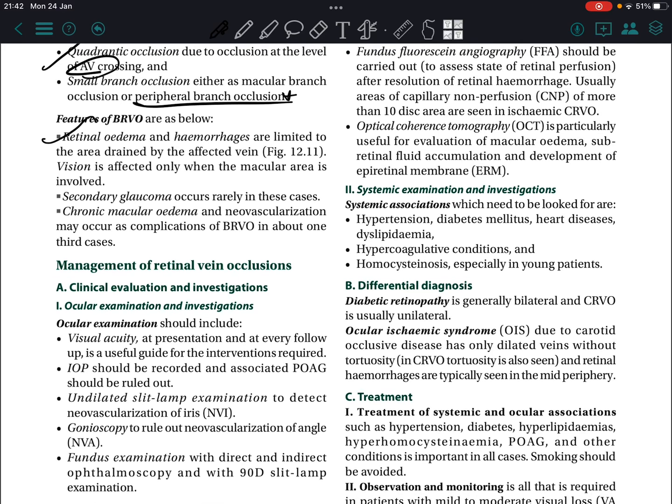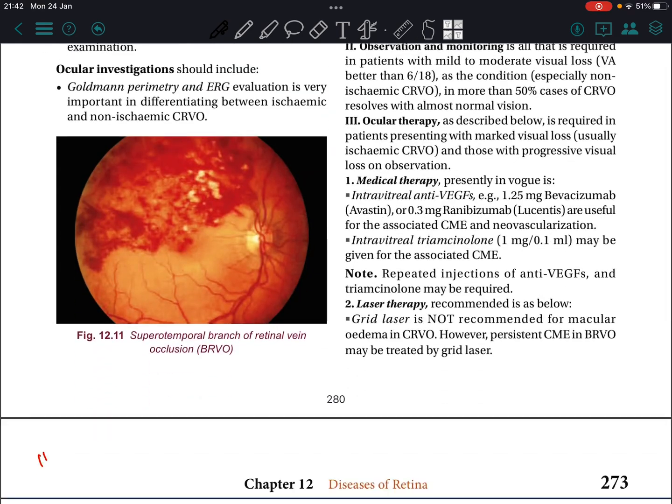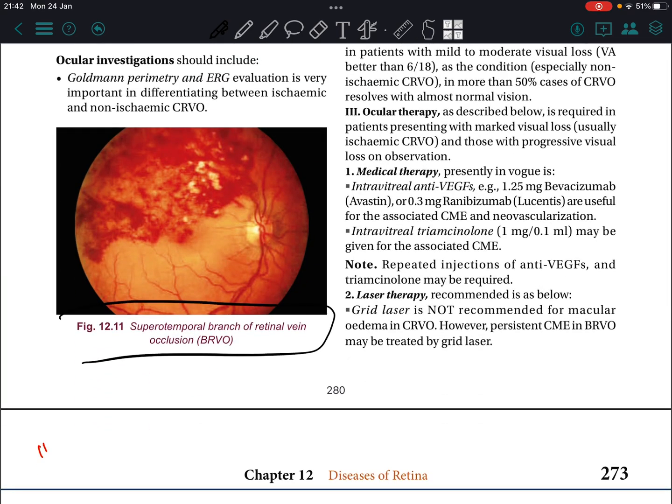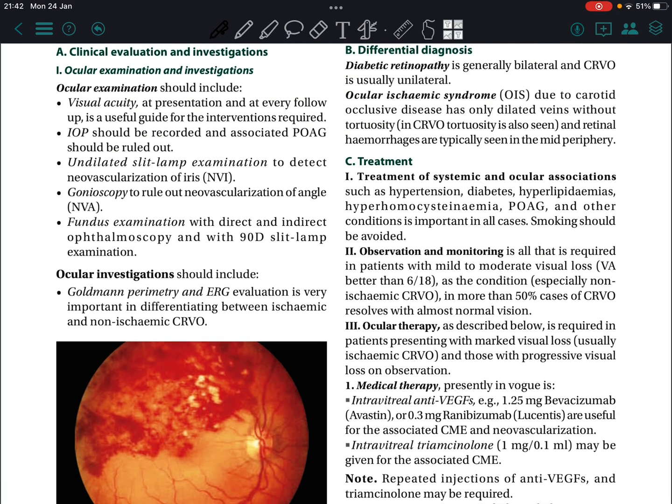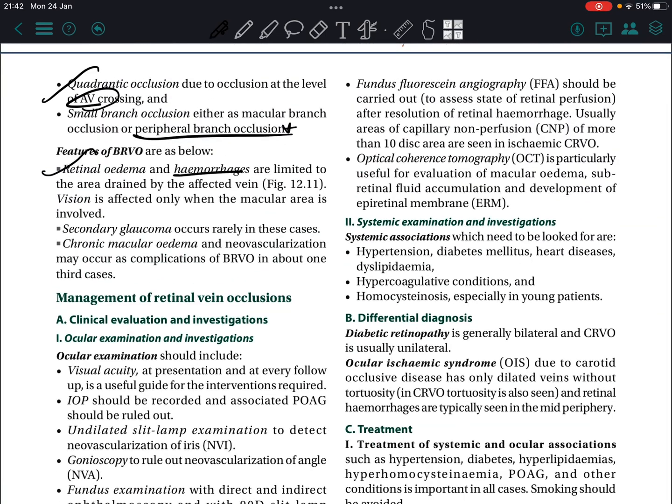Features of BRVO: retinal edema and hemorrhages are limited to the area drained by the occluded vein, most commonly the superior temporal branch of the retinal vein. Vision is affected only when the macular area is involved. Secondary glaucoma occurs rarely in these cases. Chronic macular edema and neovascularization may occur as complications of BRVO in about 1/3 of cases.